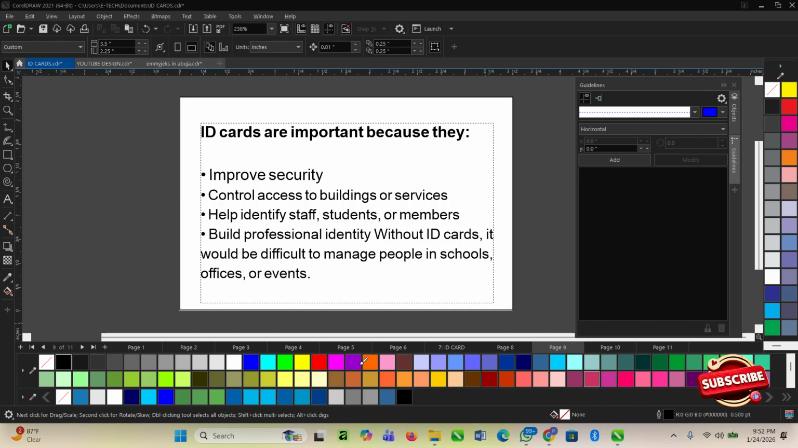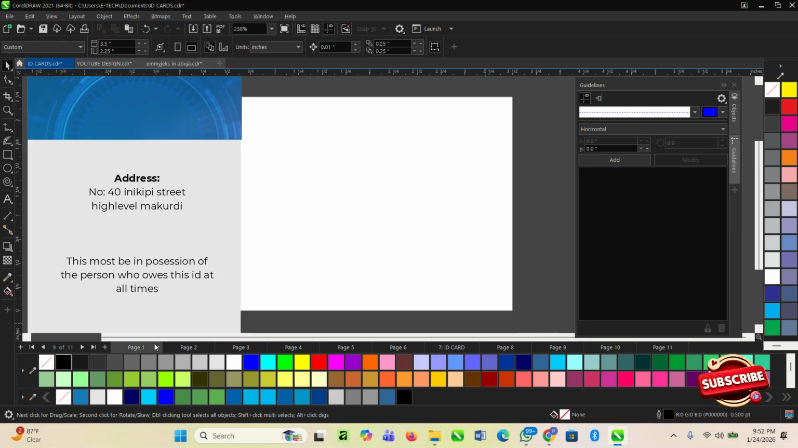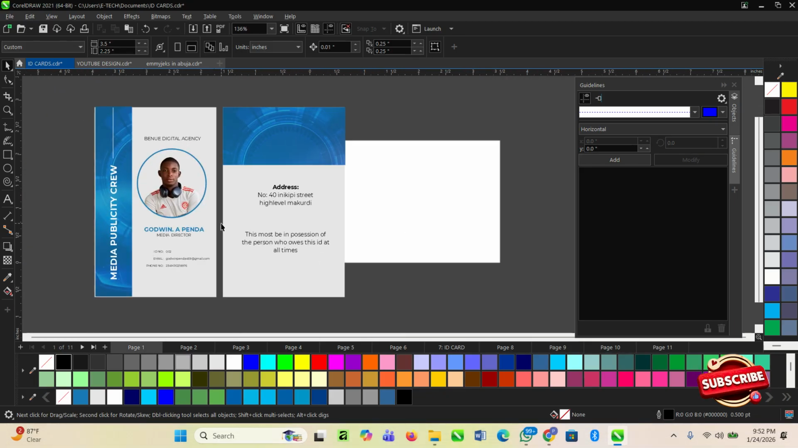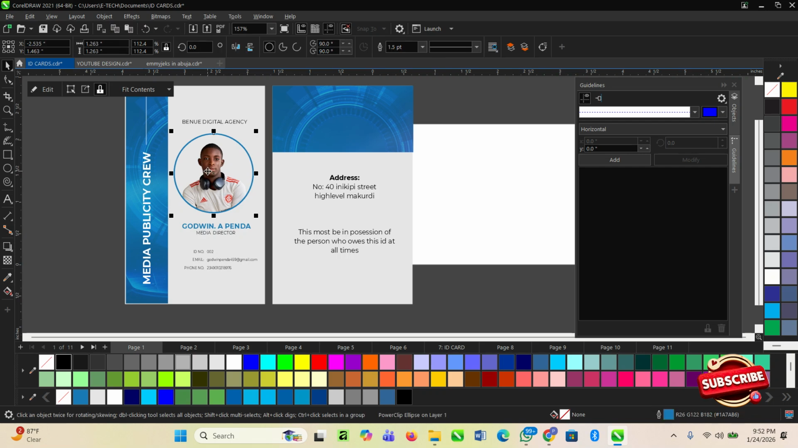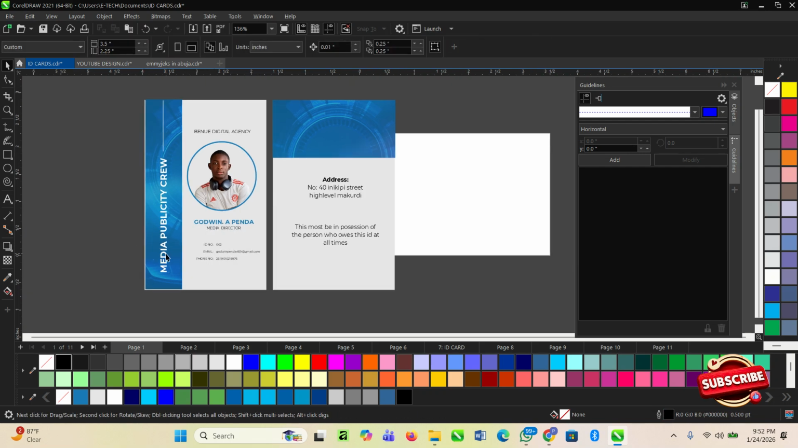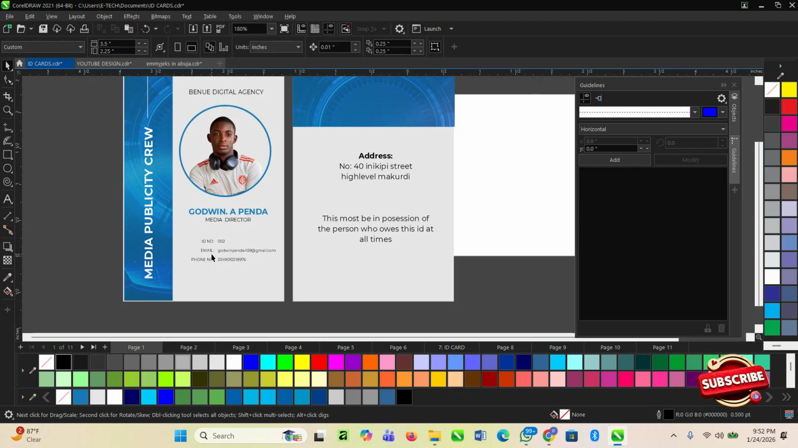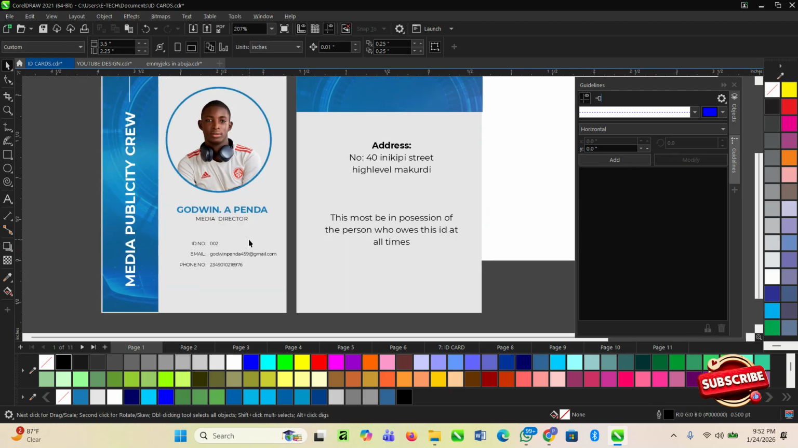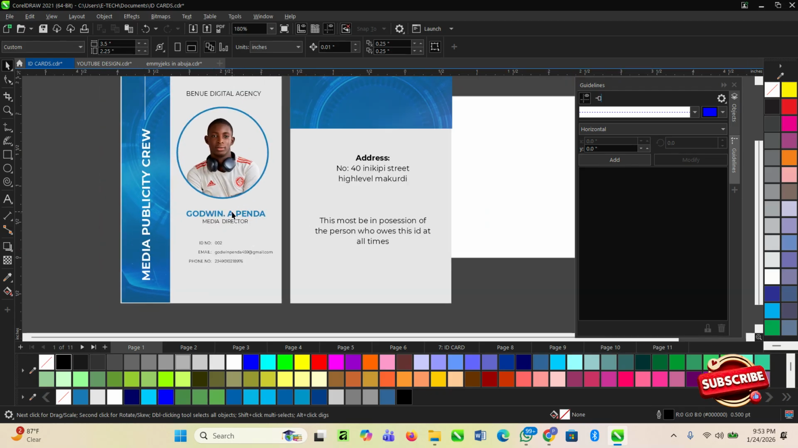As a result of that, let's take a good look at some IDs. For example, this is a brand ID for a media agency, which I'm also a member of. With this ID, I don't need to explain to you what I do or my work. My ID explains a lot. You don't need any further explanation.